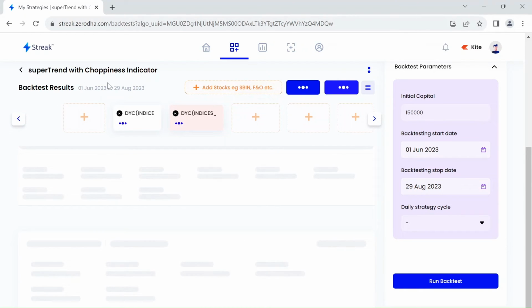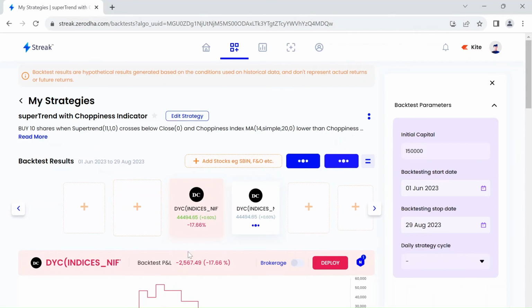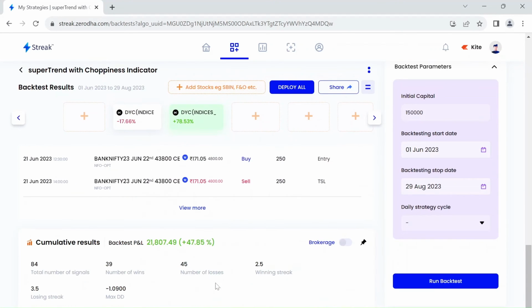Well, we are testing for June 1st until now. Let's see. So this time in PE we got around 17% loss, that is around 2.5k, and in CE we got around 78% profit, that is around 24k, and overall we got 21k profit, but after brokerage we got around 10,000 left for us. So this is the strategy.